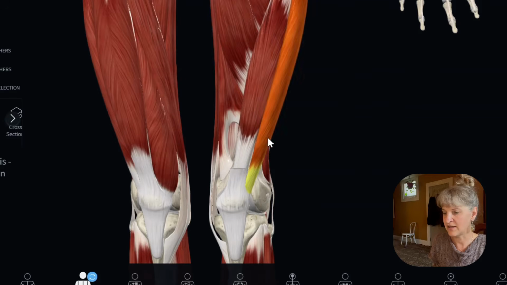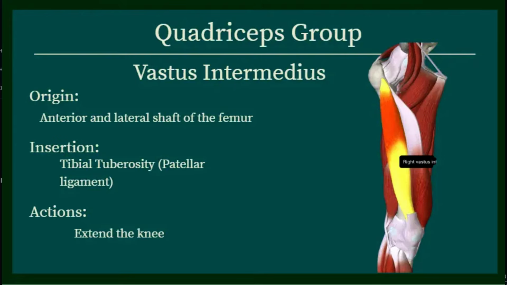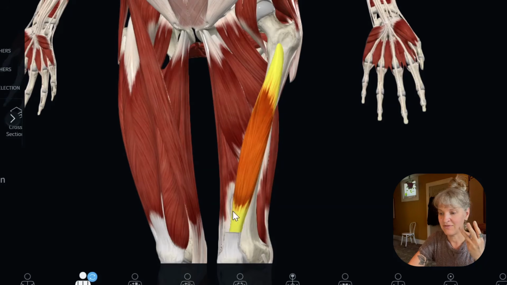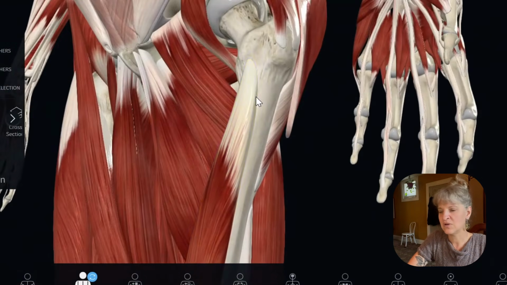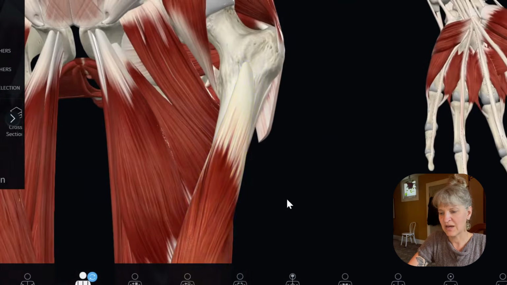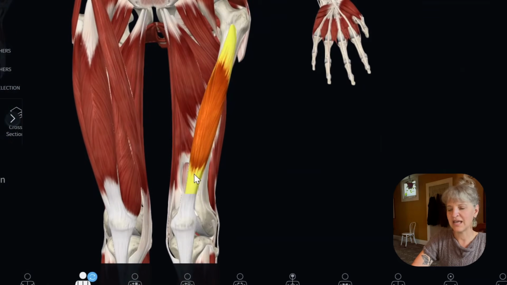So the last one of the four is the vastus intermedius. So you have rectus femoris, and we have the three vastus muscles: medialis, lateralis, and intermedius. The attachment for the intermedius, which is deep to the rectus femoris, is the anterior and lateral shaft of the femur, and it goes down, attaches to the tibial tuberosity, and extends the knee. They all extend the knee.